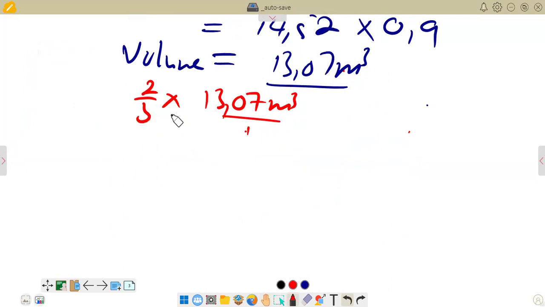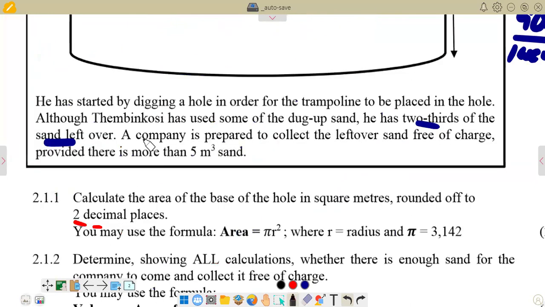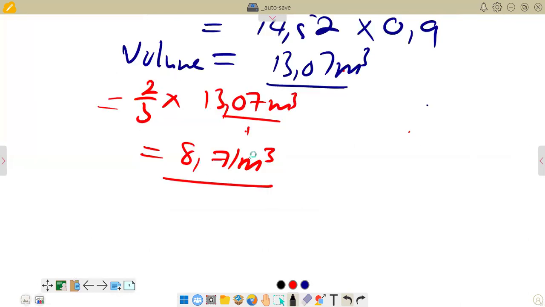See that if you do that, the answer that we are going to get is 8.71 cubic meters. So this is now the one that you are going to compare with our 5 cubic meters. If you come here, last sentence: I think the company is prepared to collect the leftover sand free of charge, provided there is more than 5 cubic meters of sand. So we are going to compare it with the answer that we got there.